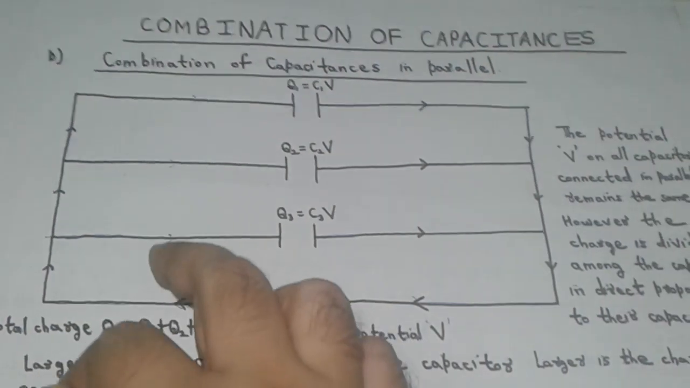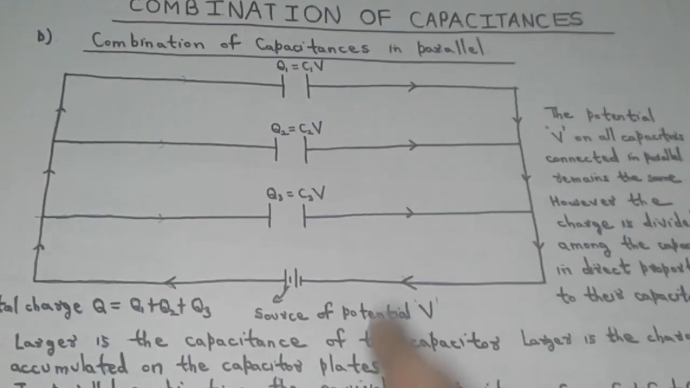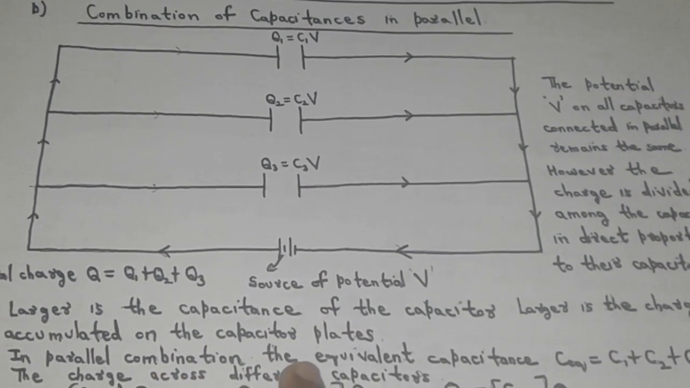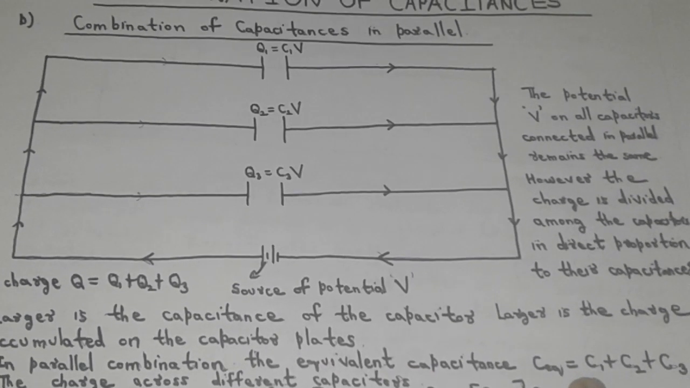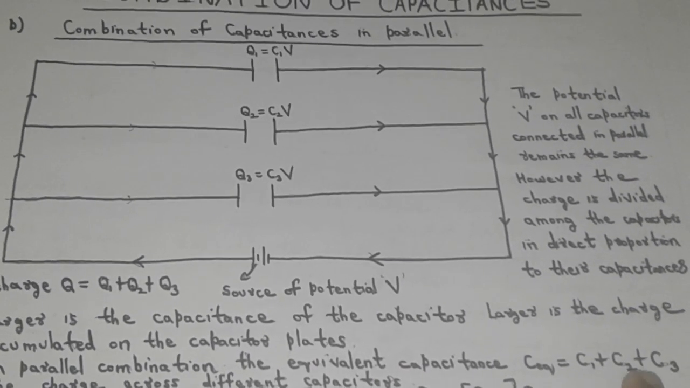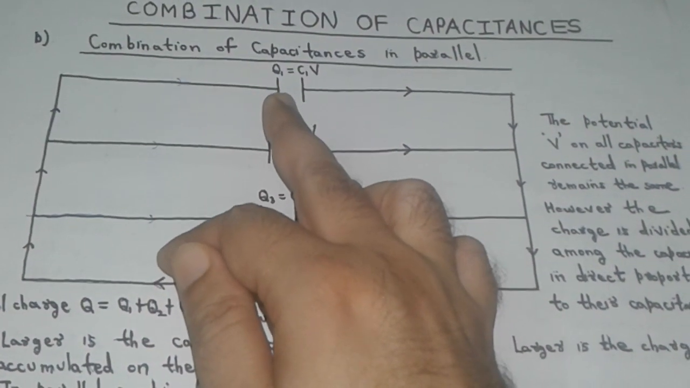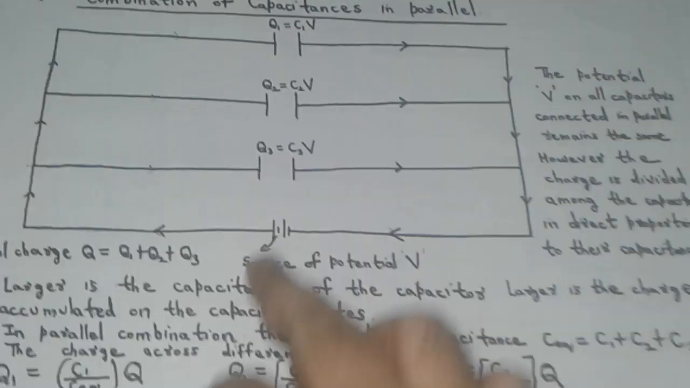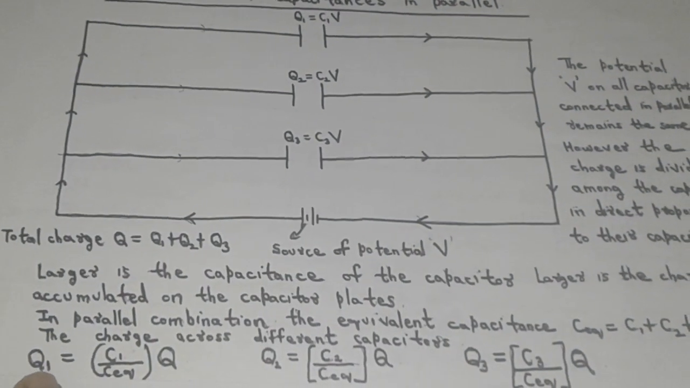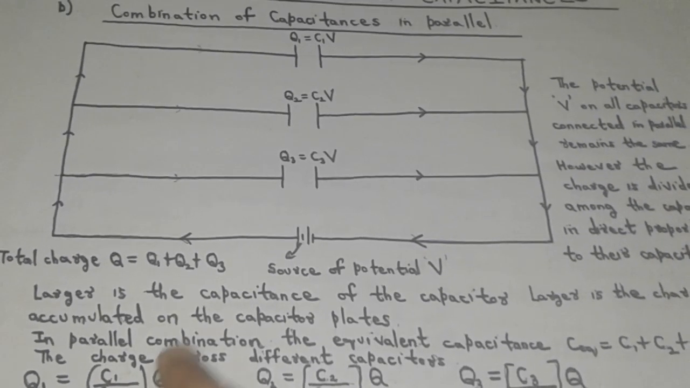The equivalent capacitance in parallel combination is given by C equivalent is equal to C1 plus C2 plus C3. The charge Q1 accumulated on plates of capacitor with capacitance C1 is given by Q1 is equal to C1 upon C equivalent into Q.